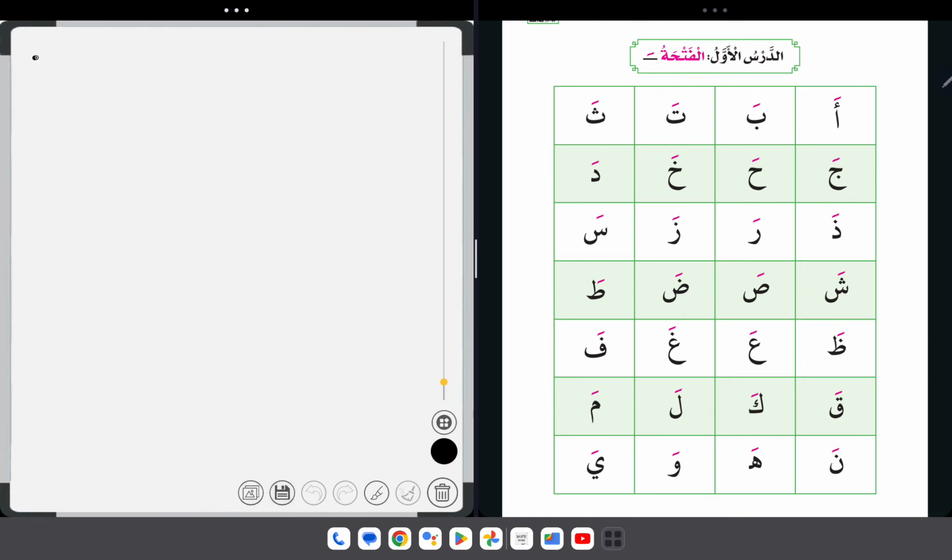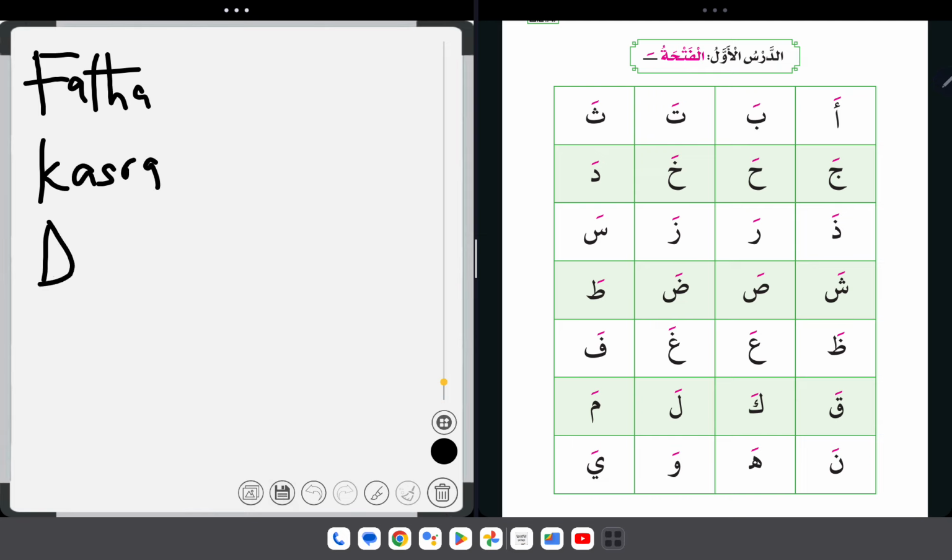So now we are going to be learning Al-Fatha in this lesson. So we said we are going to learn, first of all, we are going to start our learning with learning the vowels, the vowel Fatha, okay, then Kasra and Dhamma.